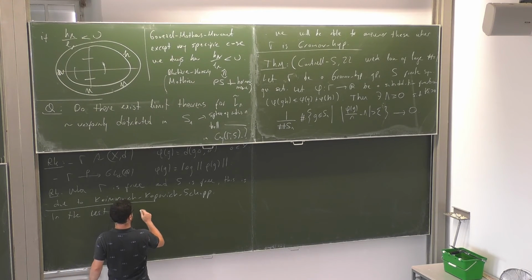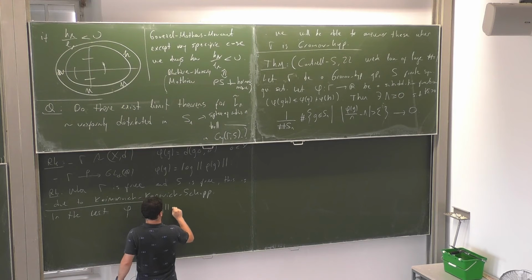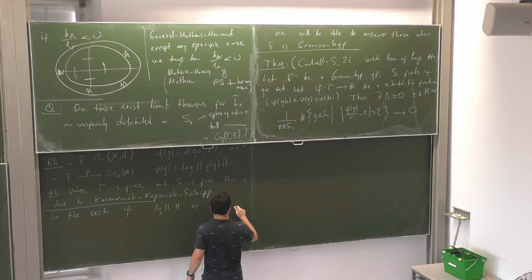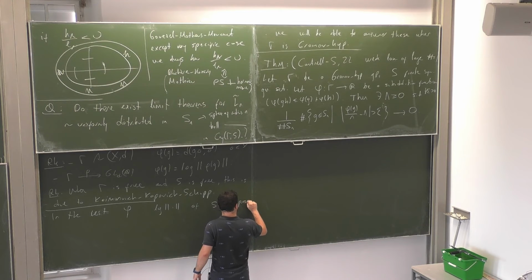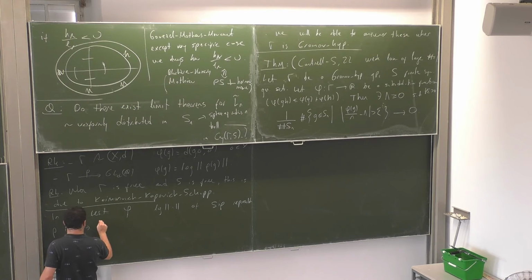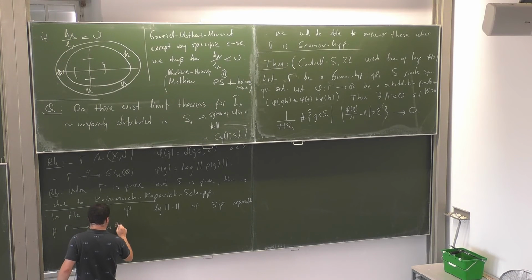Phi is a log norm of a strongly reducible and proximal representation, rho from gamma to GL_d(R). Okay, and I will try to do better than this theorem in a different sense. Okay, any questions? Don't hesitate to interrupt me.